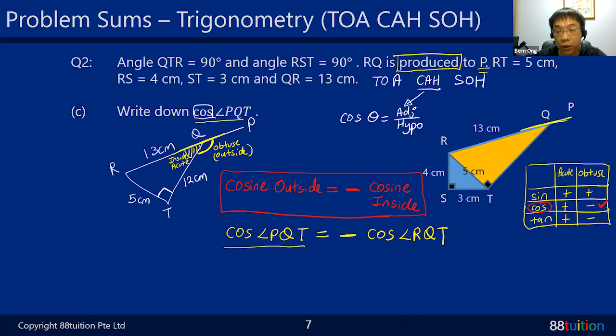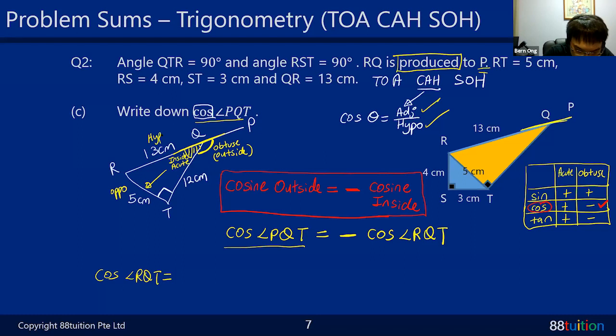So I need to go and find what RQT is first. Cosine RQT, you can do a side working here. Cosine is equal to what? Adjacent over hypotenuse. If this is the angle inside, we call this the opposite, this the hypotenuse, and this the adjacent. The angle in focus is angle RQT. Opposite will be the 5, hypotenuse will be the 13, and adjacent will be your 12.